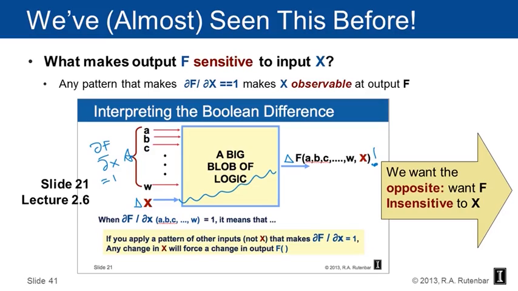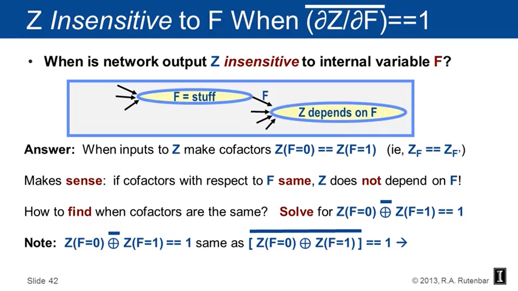So we know what makes some output sensitive to some input. We just want the opposite. We want the output to be insensitive to the input, which is going to turn out to be easy. When is the Z output, which is the output node in the diagram here, insensitive to the F input because F is an internal node? Well, the slide title gives it away. It's when the Boolean difference del Z del F complemented is equal to 1. That makes sense. Let's talk about that with a little bit more detail.